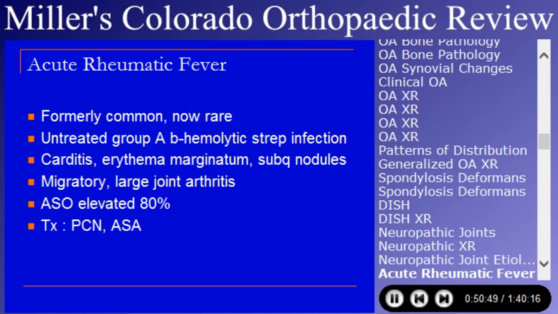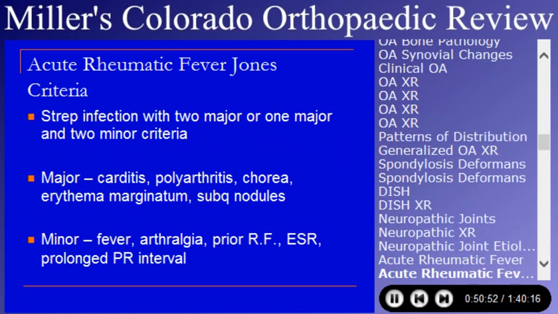The ASO level is elevated in about 80% of people. There are Jones criteria, and that's what I've seen asked recently, which requires a strep infection with either 2 major or 1 major and 2 minor criteria. And the criteria you should at least recognize, even if you don't remember the formula. The major are carditis, polyarthritis, chorea or funny movements, erythema marginatum, and subcutaneous nodules. The minor criteria are fever, arthralgia, a history of rheumatic fever, an elevated sed rate, and a prolonged PR interval on electrocardiography.